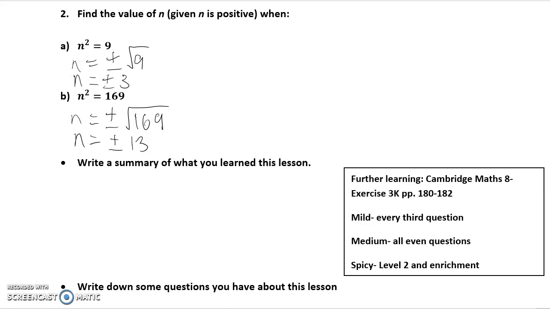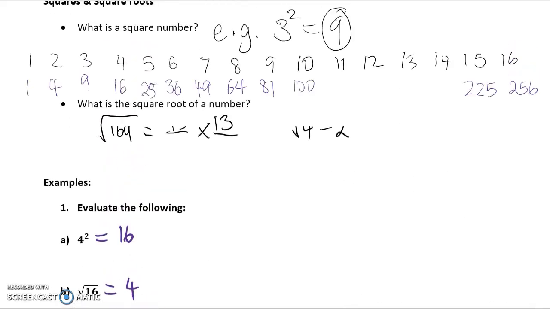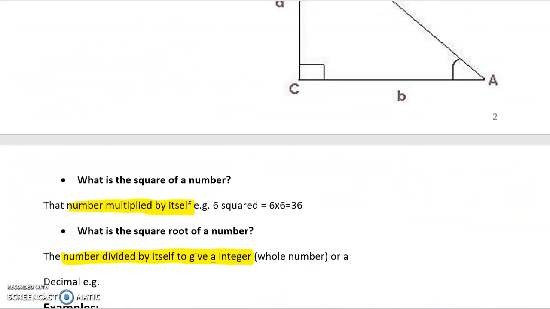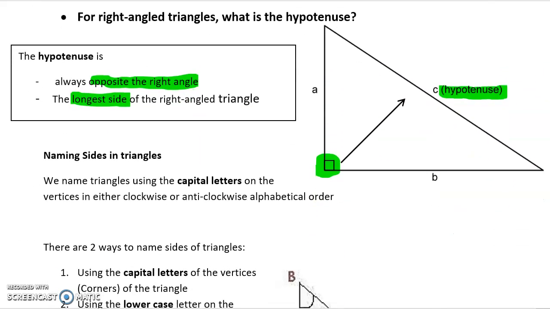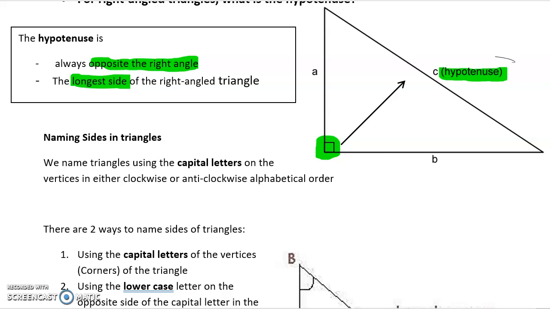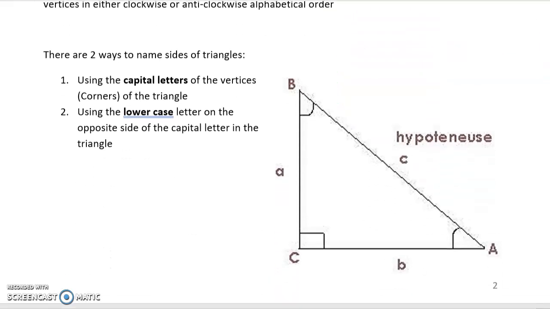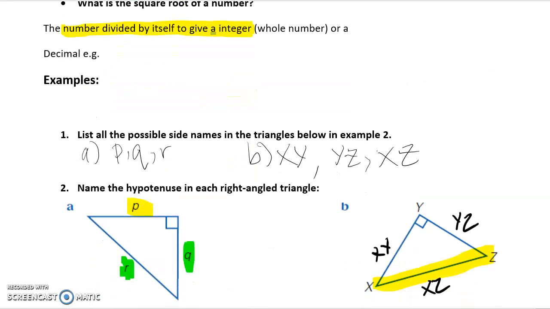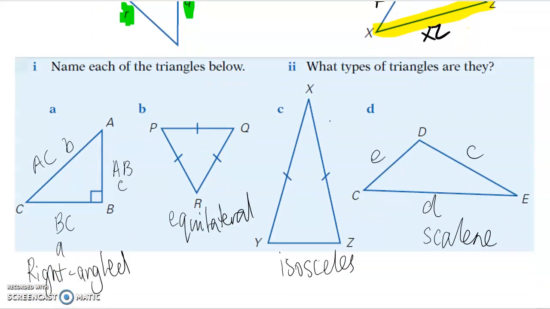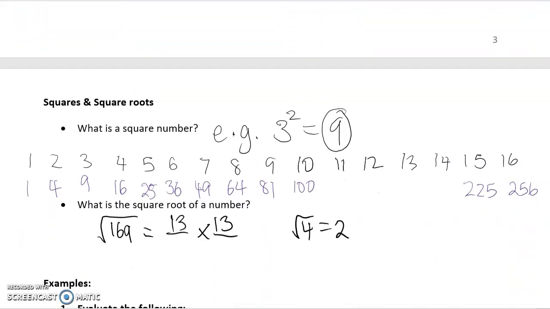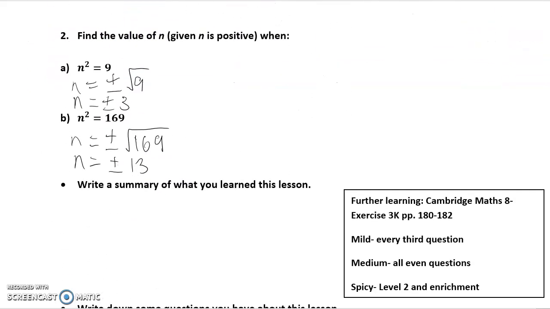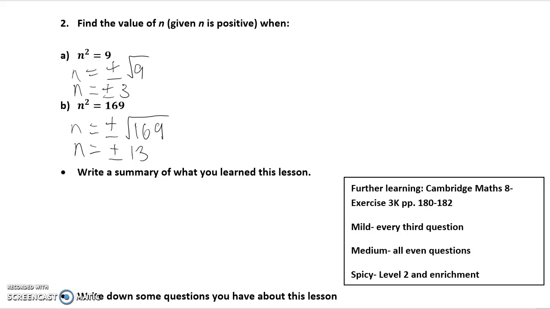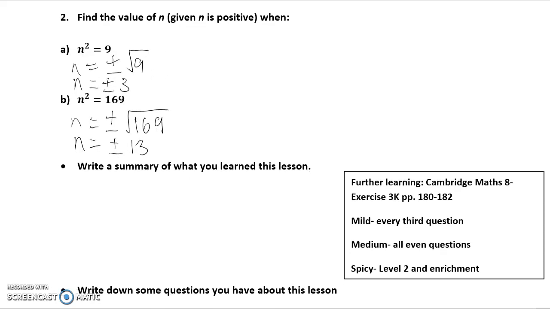So the important things from this lesson are to make sure that you know how to label a triangle, that you know what Pythagoras' theorem is about, where it came from, that you know the meaning of this word hypotenuse, that you know the definition of squares and square roots, that you're able to label sides of triangles and their types of triangles, that you're able to know the square numbers and their square roots, and that you are able to find the value of a pronumeral when it is squared and solve a quadratic equation.